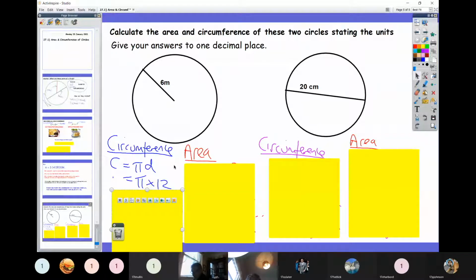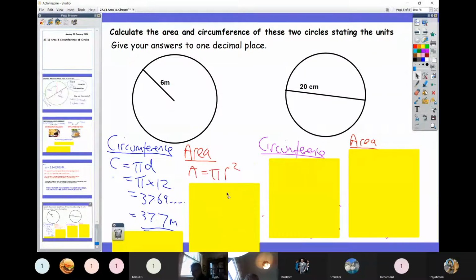So this is going to be pi times 12. Pop that into your calculator. We get 37.69... So to 1 decimal place, that's going to be 37.7 meters. Now remember, circumference is the length all the way around the outside, so the units are just meters. Now the area, remember the area is the space inside the circle. So always start off by writing down the formula. Area equals pi r squared.